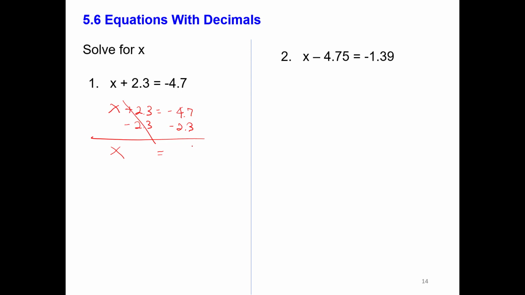7 plus 3 is 10. Bring down the decimal point, carry the 1. Then 1 plus 4 is 5, plus 2 is 7. And we know it's negative. So x equals negative 7.0, and it's okay if you write negative 7 also. Both answers are fine, because we can eliminate the zeros to the right of the decimal point. The answer is negative 7.0 or just negative 7.